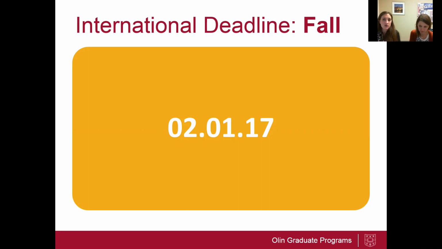This not only gives us a chance to review your application in its entirety and really give dedication to each and every international applicant and every applicant at this point, but also gives plenty of time for any visa processing that may need to occur. So please note that this is an important deadline. This is the international deadline. After this point, we will not be able to accept international applications for either the SMP or the MBA.